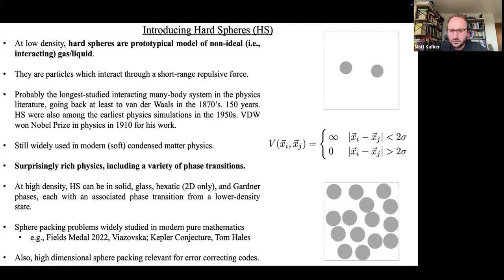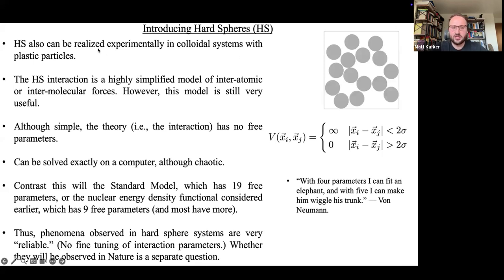Okay. Whoops, let me go to the next slide here. You can also realize hard spheres experimentally in colloidal systems. The idea is that this interaction is a highly simplified model of forces between atoms or forces between molecules in liquids and solids. Still very useful. Although simple, the theory has no free parameters and it can be solved exactly. So if you observe a phenomenon in this system, it's not like it depends on you finely tuning some detail of the system relative to some other detail of the system. It's just very simple, and there's a lot of phenomena.